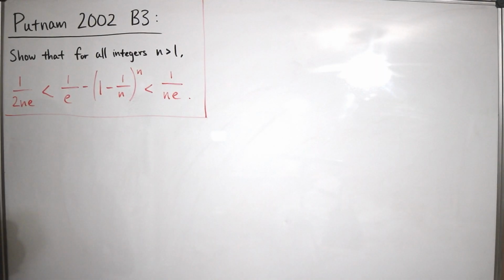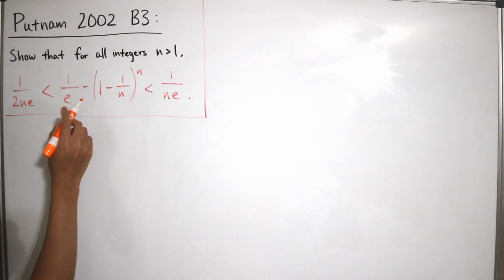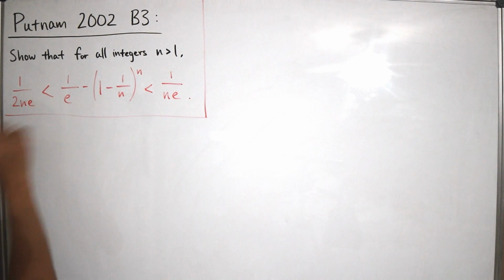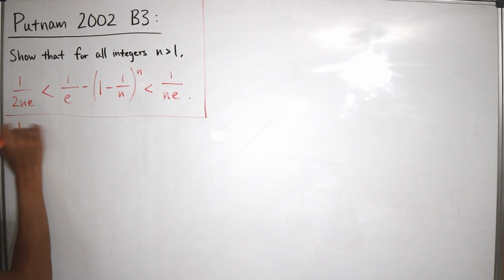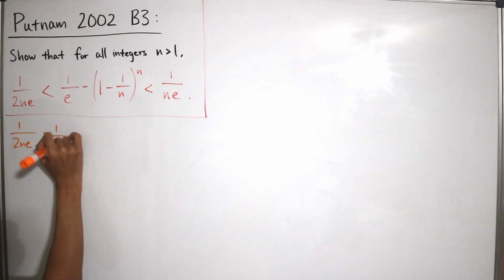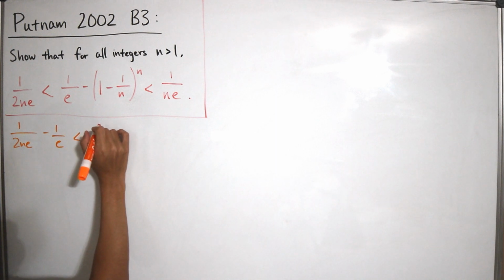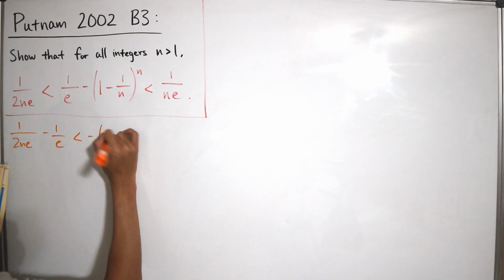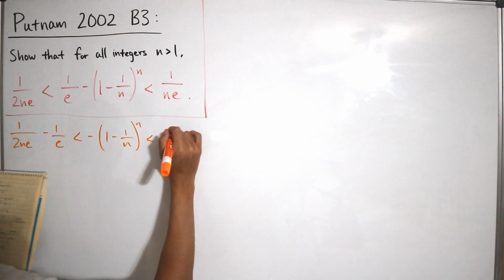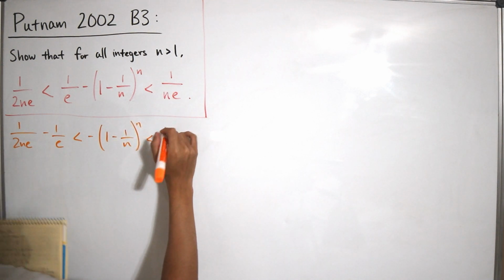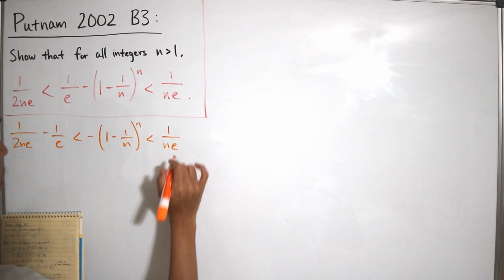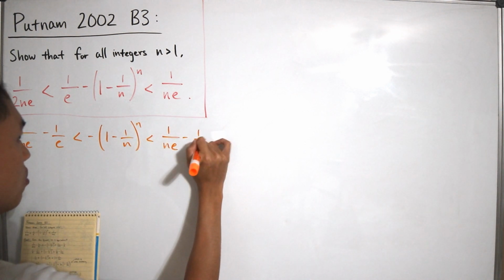So just like any algebra problem with a compound inequality, let's actually subtract specifically the term 1 divided by e from both sides of our inequality. So of course this is going to lead to 1 divided by 2ne, then subtract 1 divided by e is strictly less than negative the quantity 1 minus 1 over n, to the power n, which is strictly less than, subtracting 1 over e to the right hand side, 1 divided by n times e, and then subtract 1 over e.